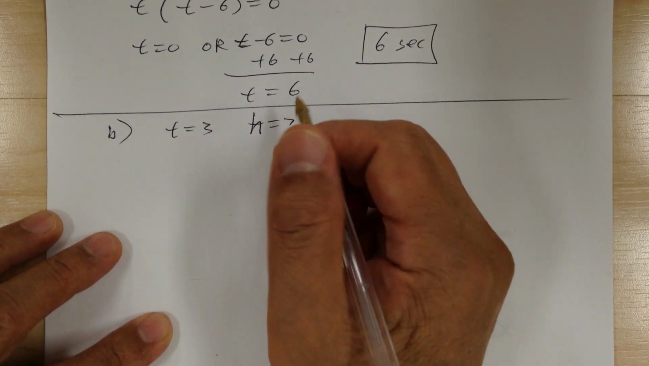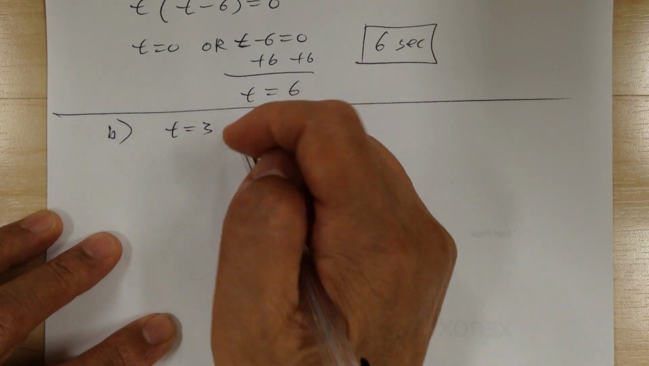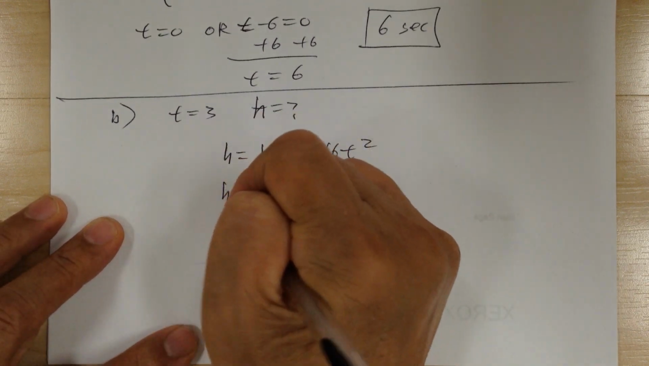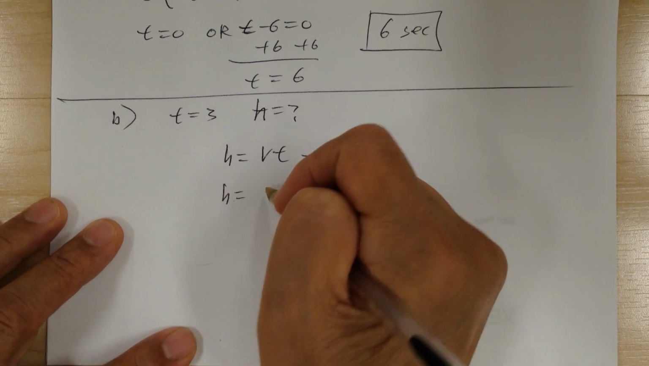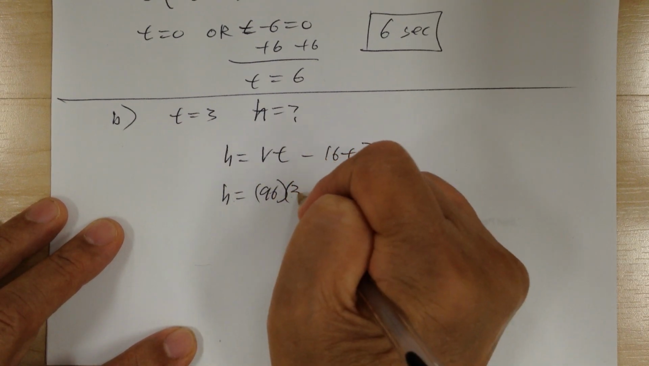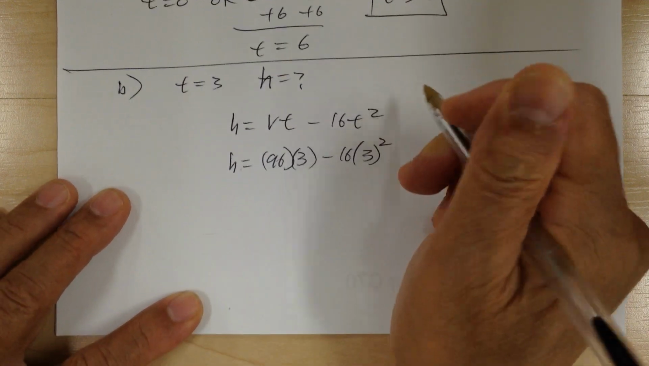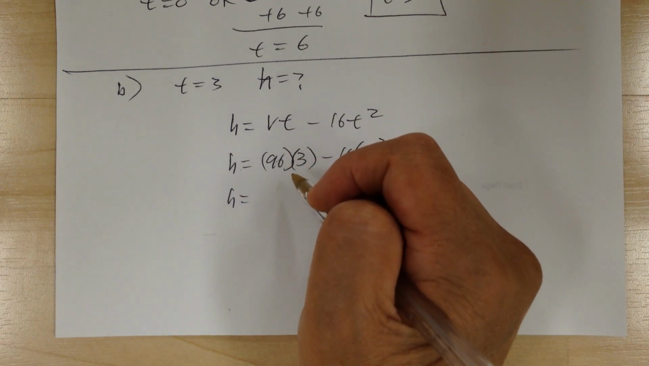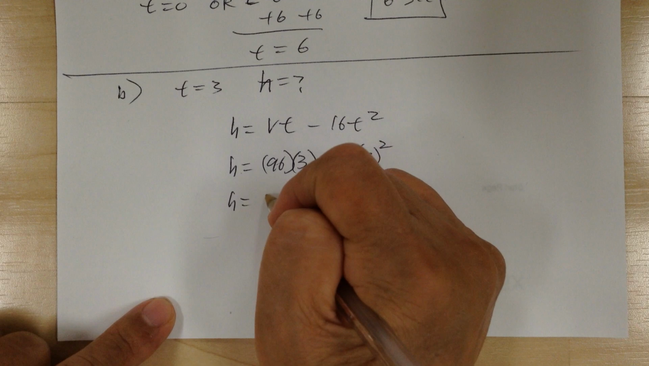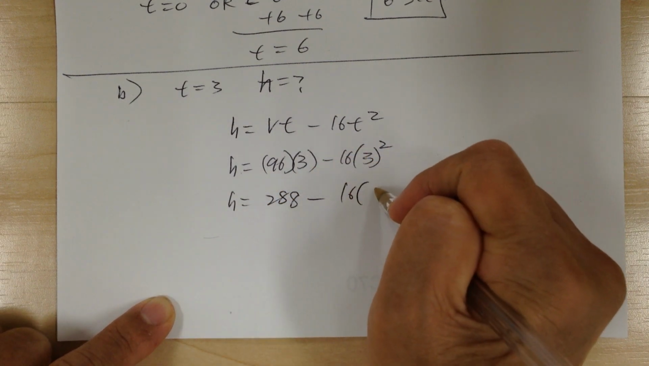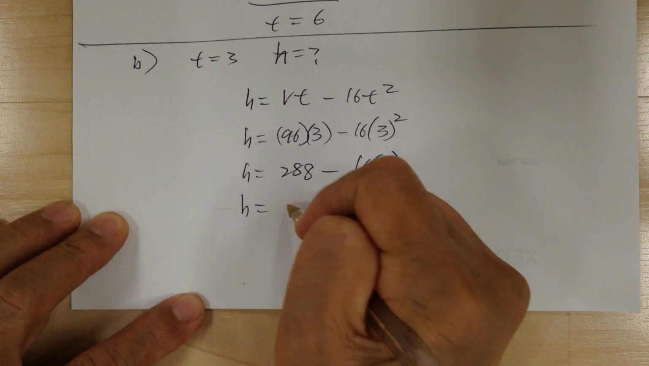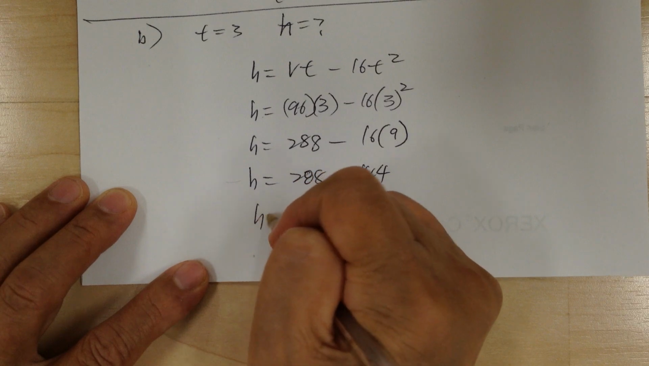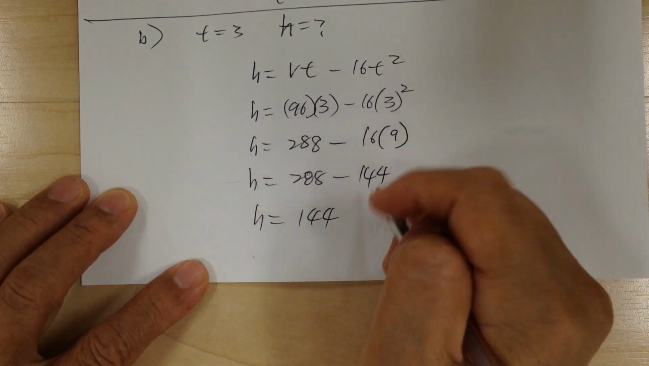So that's going to use the equation h equal to vt minus 16t squared. So h equal to, the v is 96 and t equal to 3. So work it out, use your calculator. This will be 16 times 9, and so h will equal 288 minus 144. So h will equal 144, and the label would be feet.